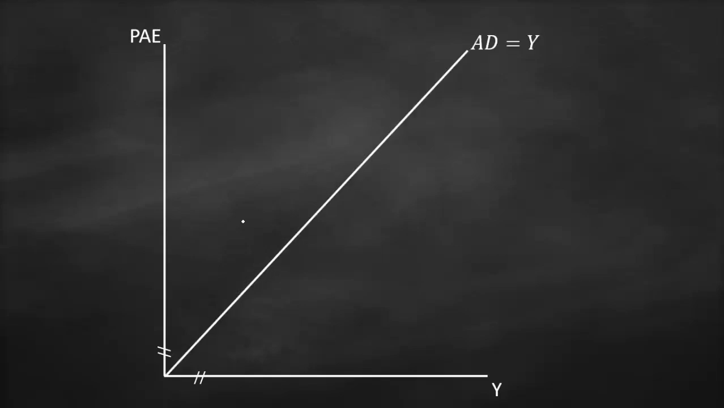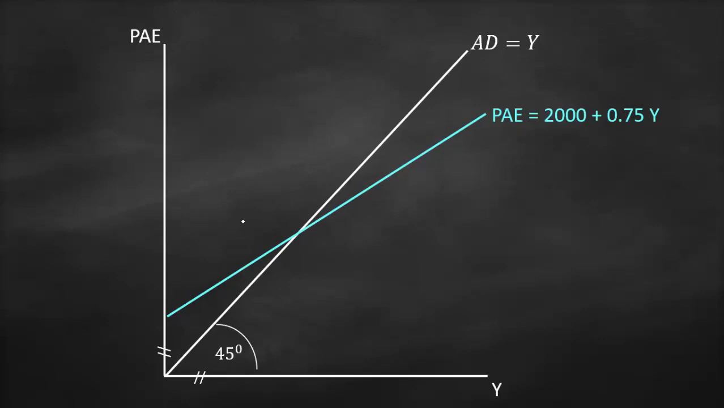And this is our 45-degree line where our aggregate demand or aggregate expenditure is equal to output level, and that's why it's a 45-degree line. And this is our upward-sloping planned aggregate expenditure. We know that our formula is 2000 plus 0.75y. So I know that here our intercept, which is the autonomous consumption, is 2000. And here our output will intersect with planned aggregate expenditure at one point. This will be our equilibrium point. From our previous calculation, we just calculated it as 8000.